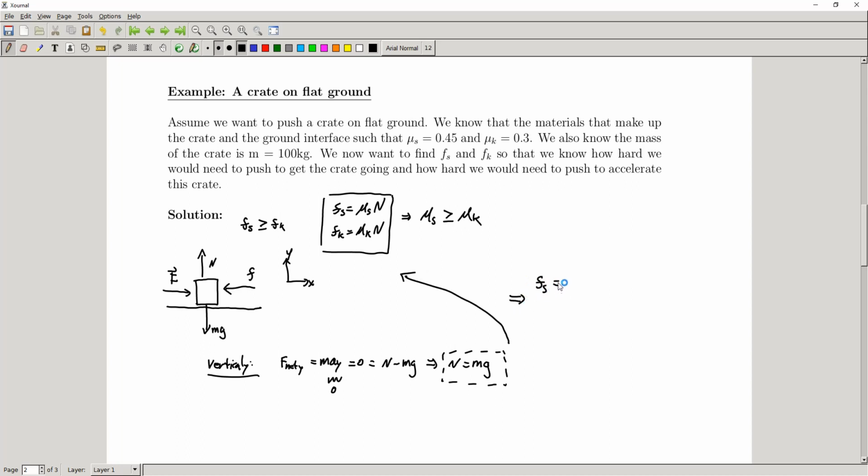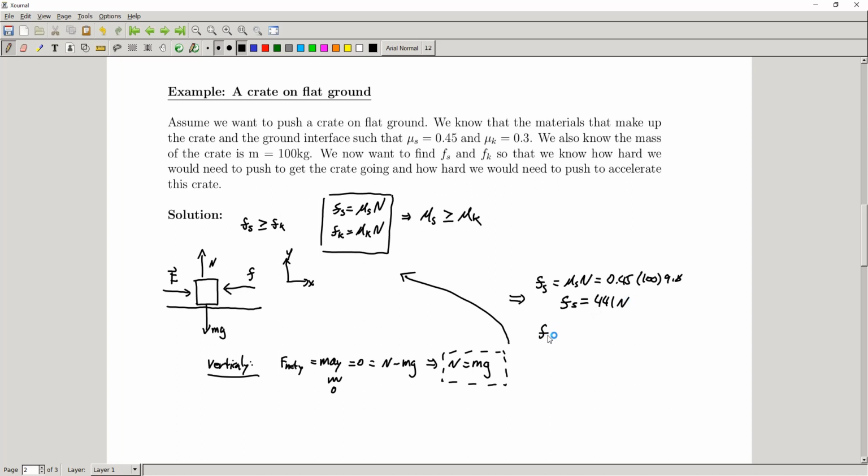F sub s, our force of static friction, is simply going to be mu sub s times N, and that's just going to be 0.45 times mg from down here. Well, m is just 100 kilograms, and g is just 9.8. If we do the math here, we're going to find that F sub s is just 441 newtons.